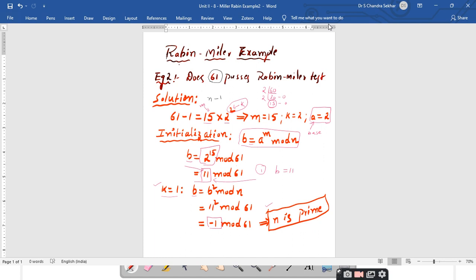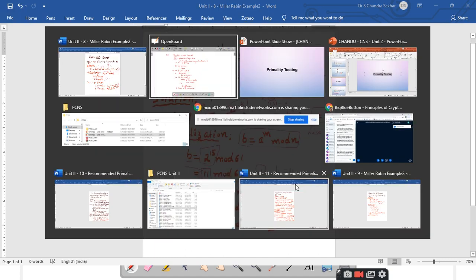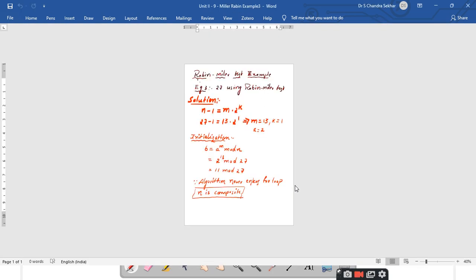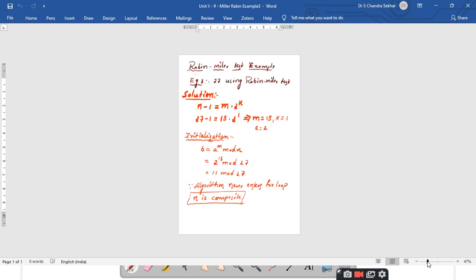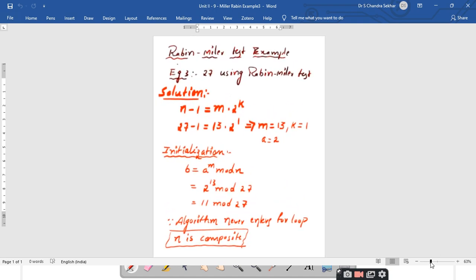Is it clear? Yes, sir. Right. So we'll take one more example on this Rabin-Miller test. Are you able to see the screen? Yes, sir.